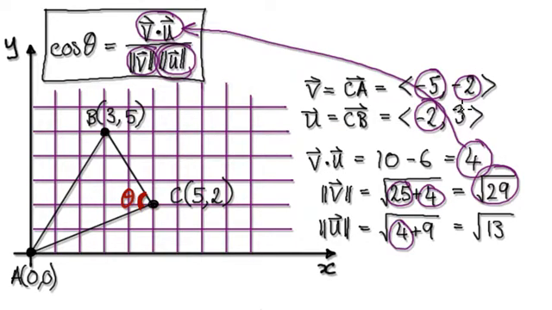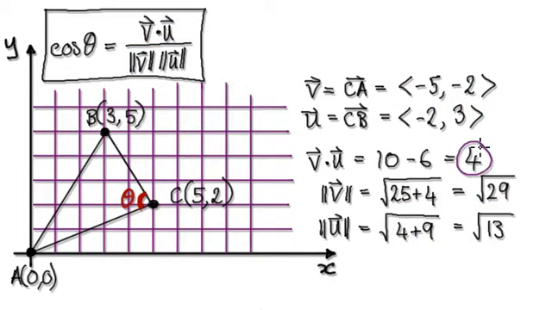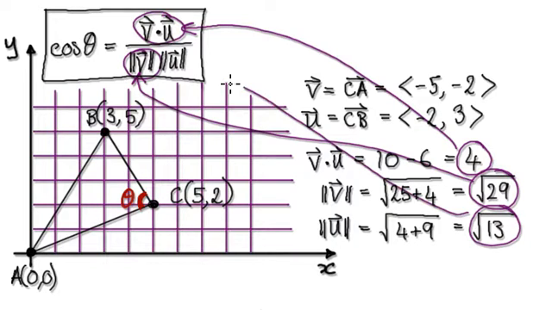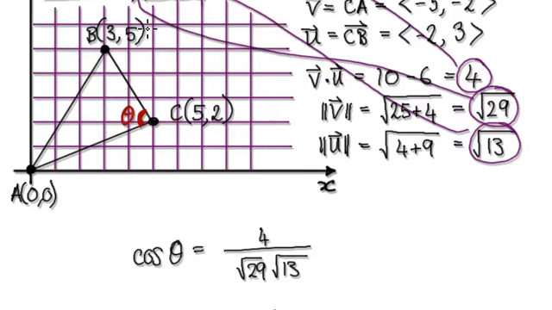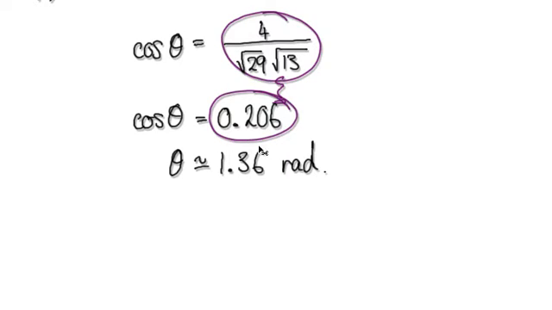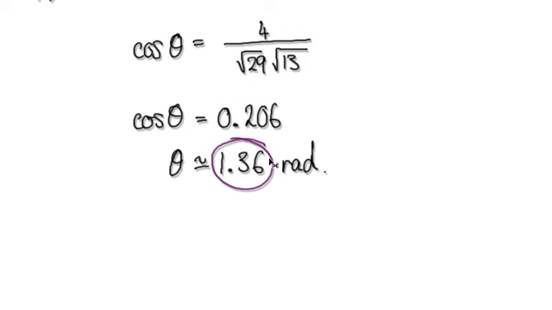Magnitude of u would be 4 and then 9 square rooted. That would then give us this. So now we can put this into here, put this into here, and then put 13 into here. Then this whole thing here will then become this. Jump to a calculator, that will then give you this. Inverse it, that will then give you this. So this is your final answer, approximately.